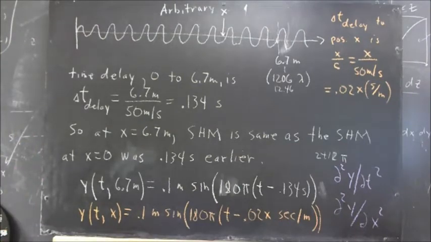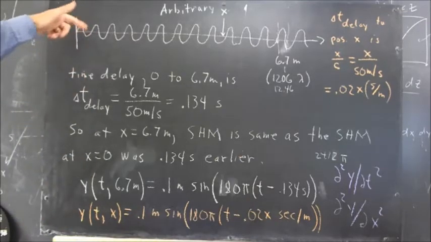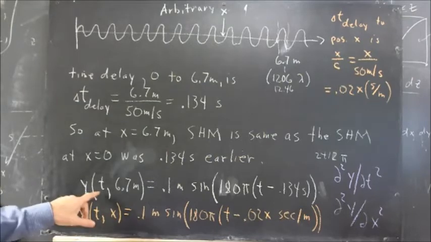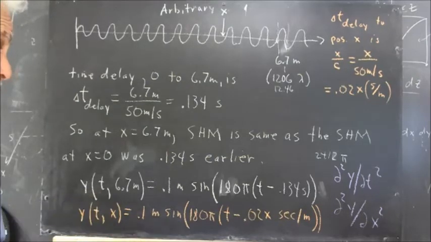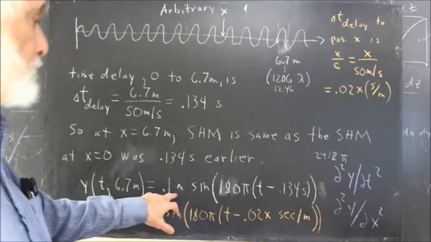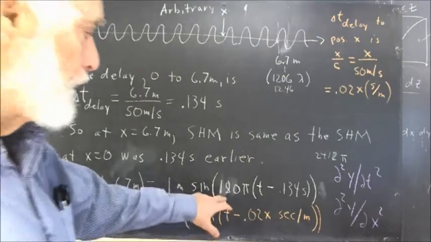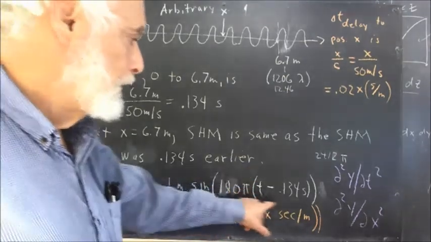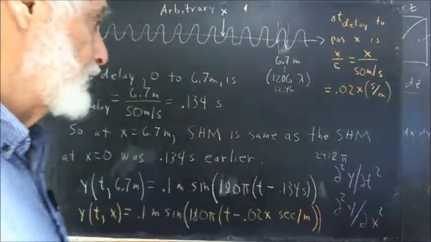The point then being that the y displacement, the displacement perpendicular to the direction of propagation of the wave at time t at 6.7 meters, is going to be 0.1 meters times the sine of, not 180 pi t, but 180 pi times the quantity t minus 0.134 seconds.